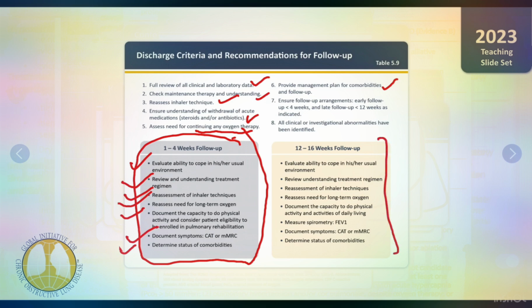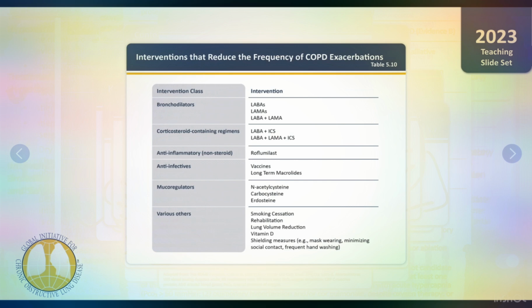And for long-term follow-up, like the 12 to 16 week follow-up, they are telling we should evaluate the ability to cope in his or her usual environment, review understanding of treatment regimen, reassessment of inhaler technique, long-term oxygen therapy. So all things are the same till there, like documentation of the capacity to do physical activity and activities of daily living. Then they are telling for long-term follow-up we should do spirometry. We should check FEV1. So this is a different thing, an additional thing we should do in long-term follow-up, which is spirometry.